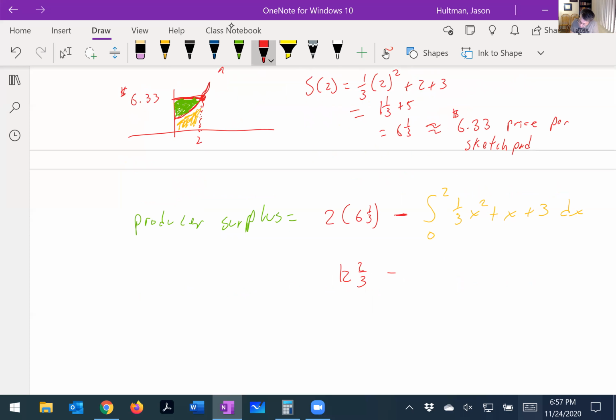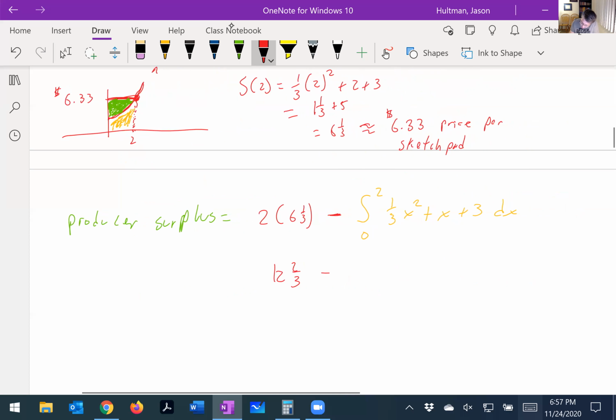Minus, let's integrate this guy. I'll color code this. This is going to be 1/9 x cubed plus x squared over 2 plus 3x, integrated from 0 to 2. No u-substitution on that one.